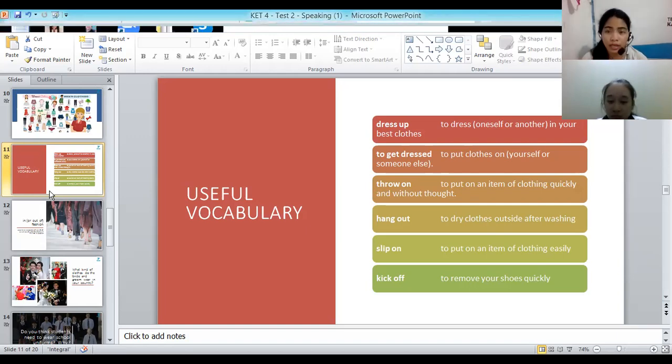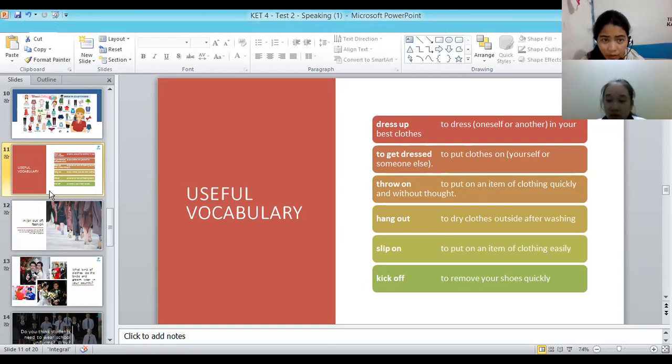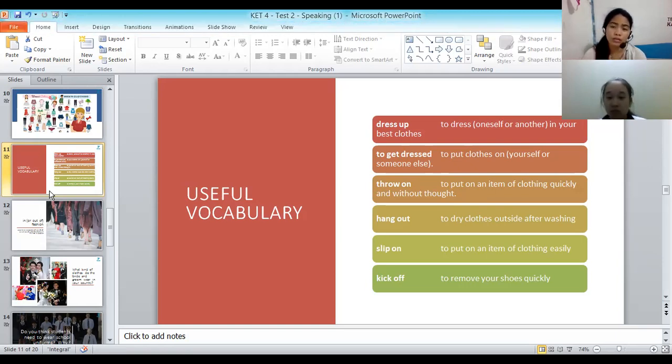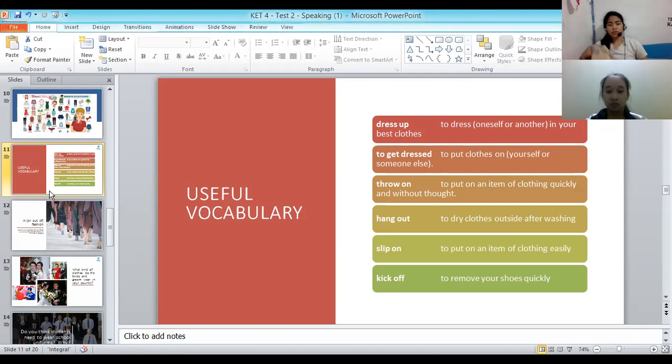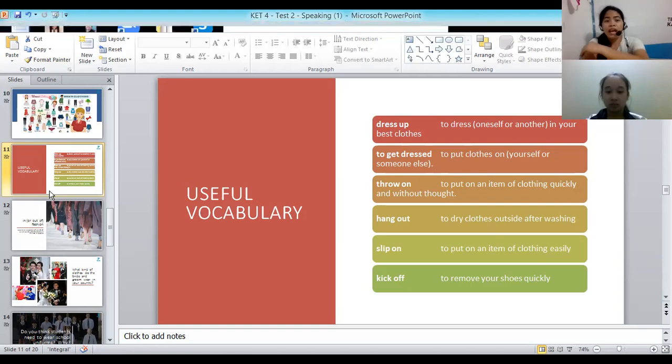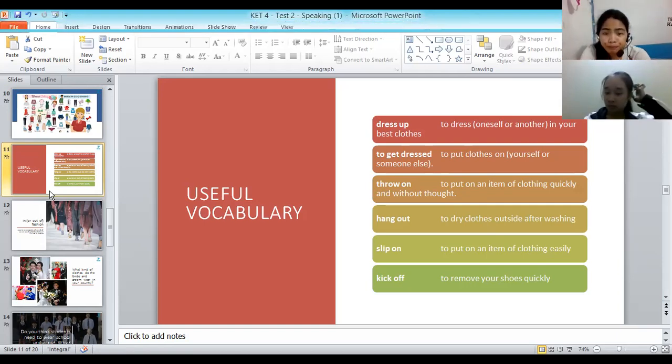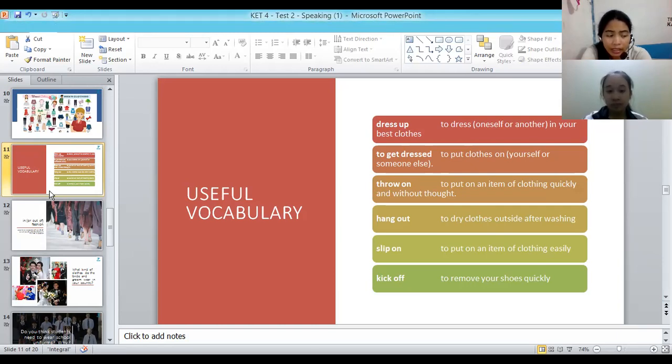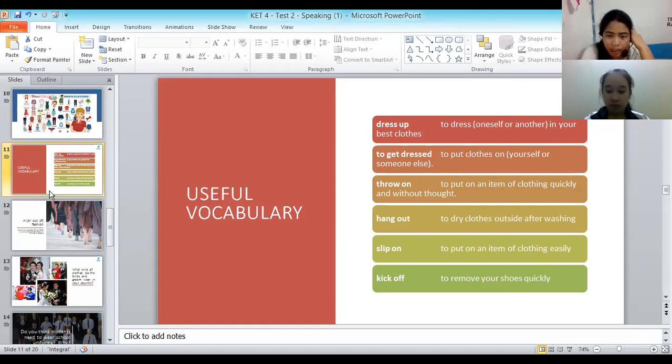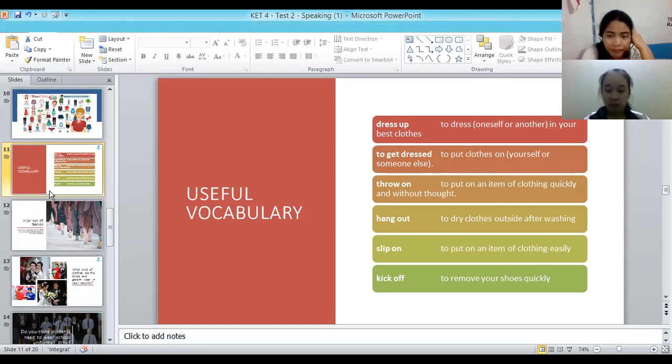Okay, so dress up: to dress oneself or another in your best clothes, right? To get dressed: to put clothes on yourself or someone else. Throw on: to put on an item of clothing quickly and without thought. Hang out: to dry clothes outside after washing. Slip on: to put an item of clothing on easily. Kick off: to remove your shoes quickly.